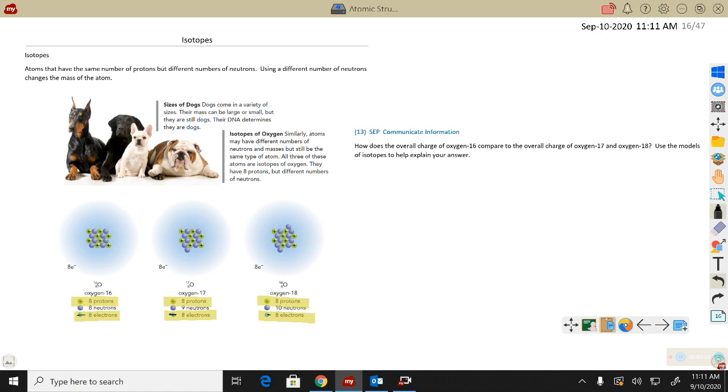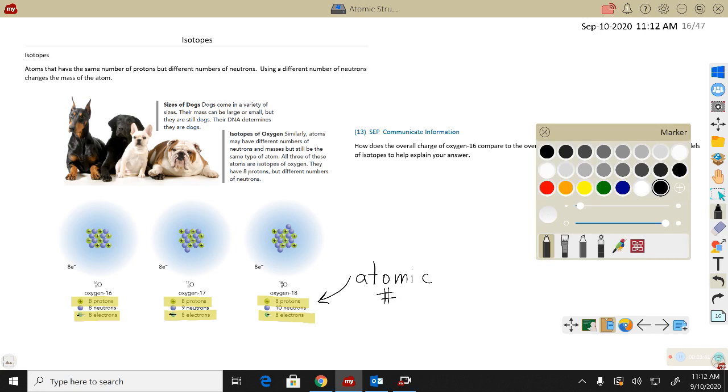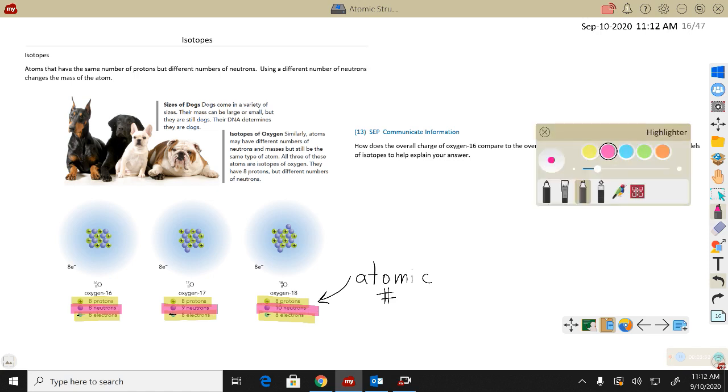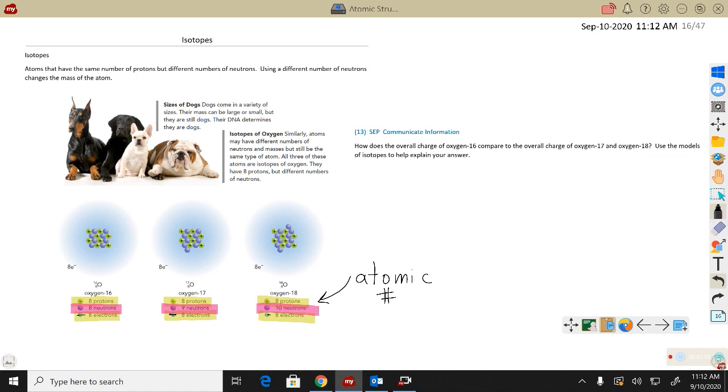Okay, so they're all neutral. They're all oxygen. It's the atomic number that identifies the element. There's no other element with eight protons besides oxygen, which, if it's neutral, also means there's eight electrons. But you can see in the middle that there are different numbers of neutrons. There's eight neutrons, there's nine neutrons, there's 10 neutrons. What's going on? That's okay. These are called isotopes.